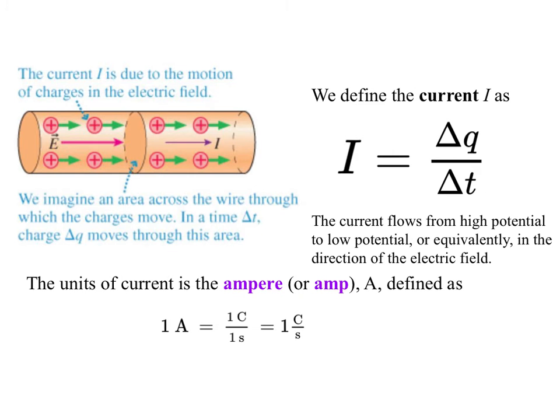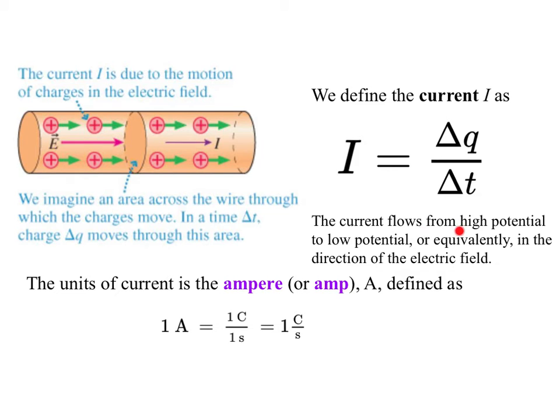All right, so we define the current by taking some cross-section of the wire and counting during some amount of time, delta t, how much charge moves through that. This is an analogy to how we'd measure the flow rate of a river, where we'd say how much water passes a certain point. Here we're going to say how much charge passes that point, and we define the current as delta q over delta t, how much delta q went across that over how long it took.